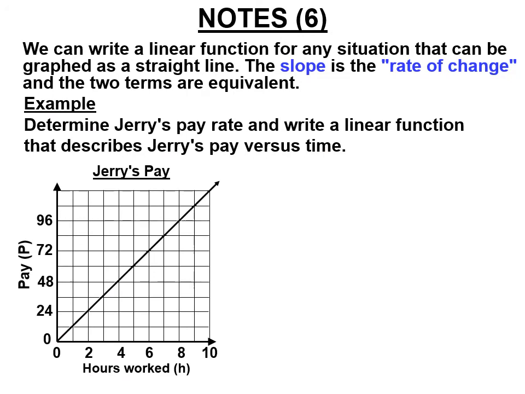Okay, so now we're going to do the real world. So instead of y and x, we're going to use p and h. So where y would go, you're going to put a p. Where x would go, you're going to put an h. Okay, so let's start. What's the y-intercept? Right, in this one, the y-intercept is 0, 0. Okay, now find the slope.